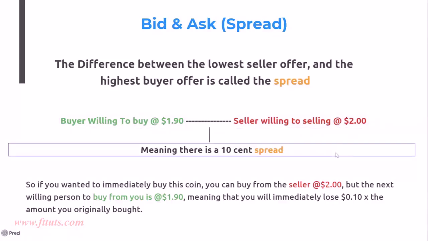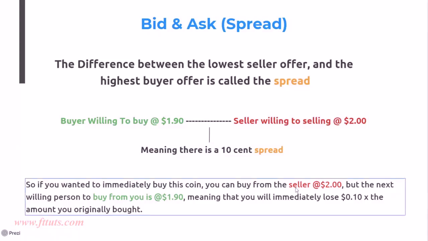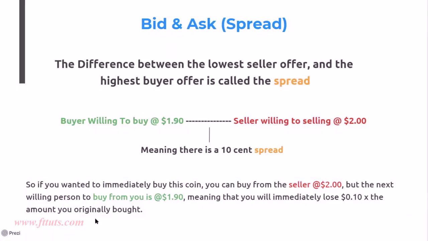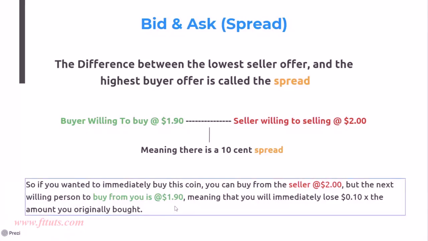And if you're looking to buy something, you need to buy from the seller. But the next willing person to buy it is at $1.90, and if your seller is at $2, this means that you'll immediately lose 10 cents multiplied by the original amount you bought. So for example, let's say that you're willing to buy this cryptocurrency at $1.90. Obviously when you buy, you want it to appreciate in value so that you make money. But the first seller who already owns the coin is only willing to sell that coin for $2, right?